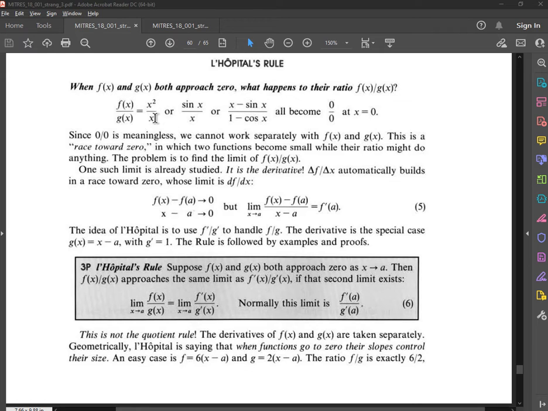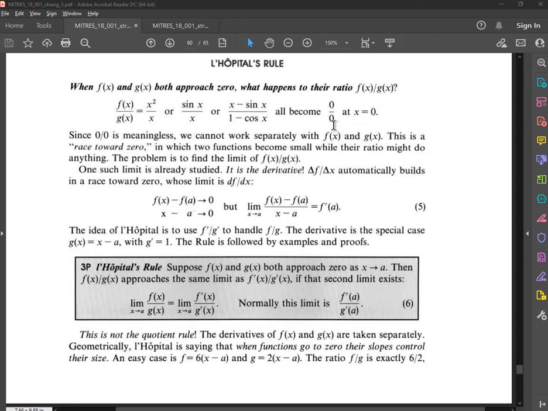Of course, x squared over x is x. And when x goes to 0, that goes to 0. Sine x over x, we know that goes to 1 when x goes to 0. This one we haven't looked at yet. It's kind of an interesting case. We'll talk about that more later. All right. So these all become 0 over 0 at x equals 0.